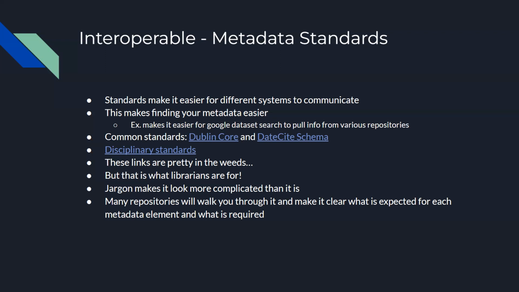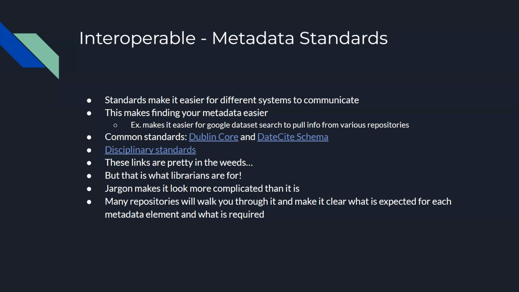Now, I have a couple of links here that I'm not going to necessarily show off, but the two most common standards you're likely to encounter are Dublin Core, which is a general metadata standard used by lots of different things, and the DataCite Schema, which is a metadata standard developed specifically for data sets and data sharing. And of course, there are specific metadata standards that apply to different disciplines and subdisciplines.